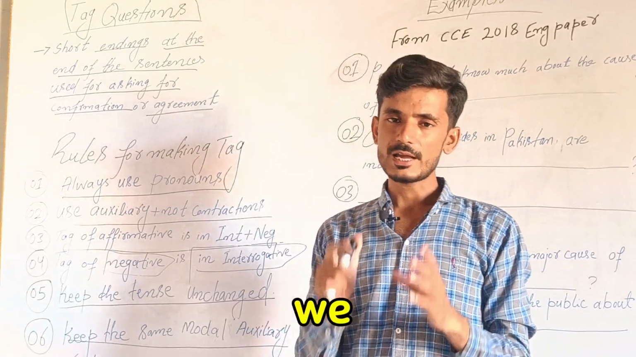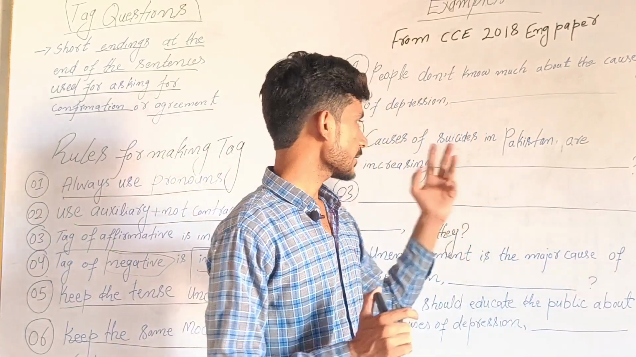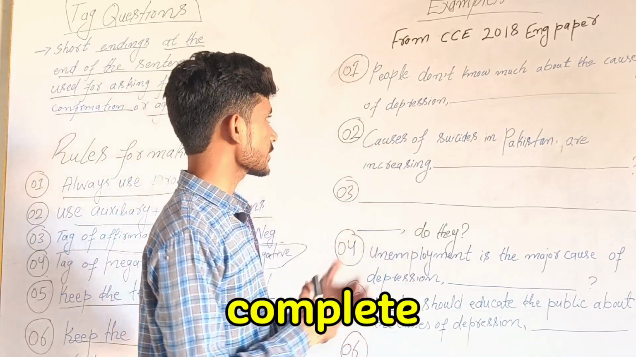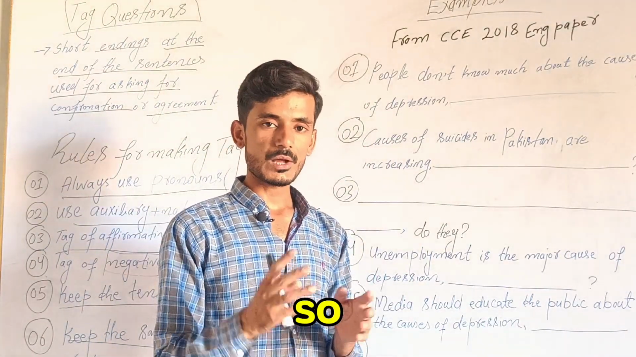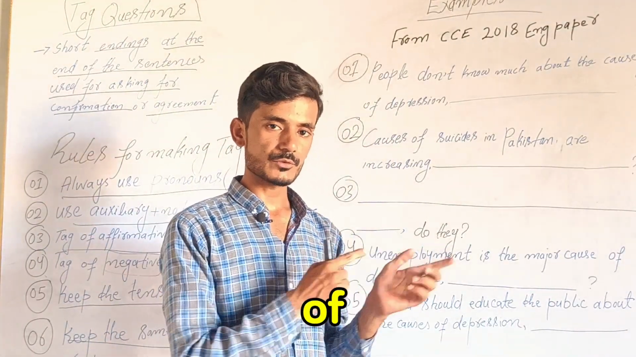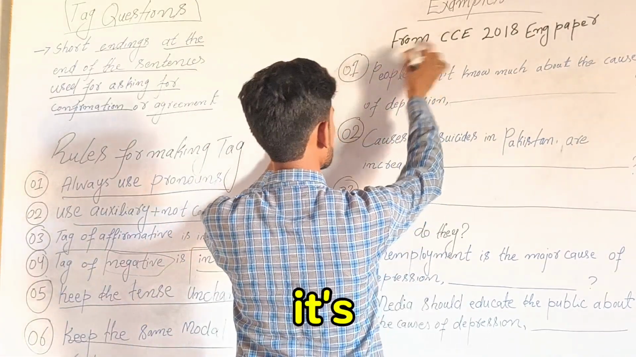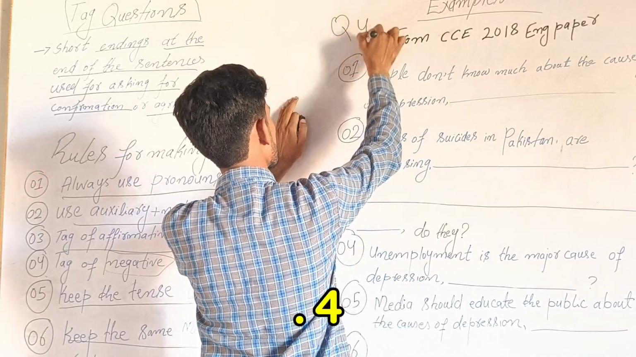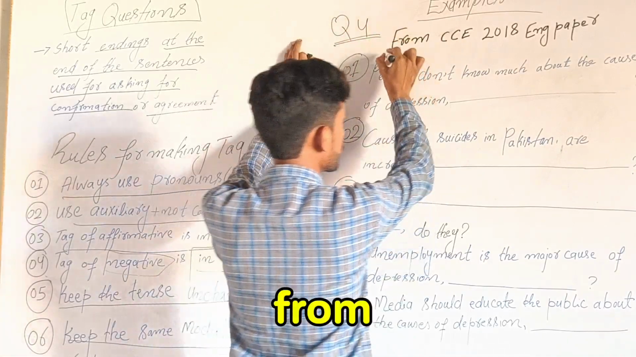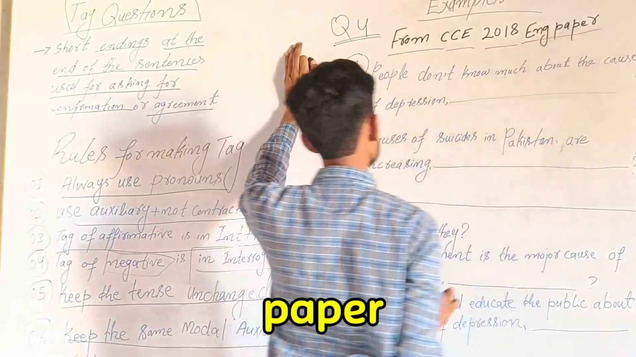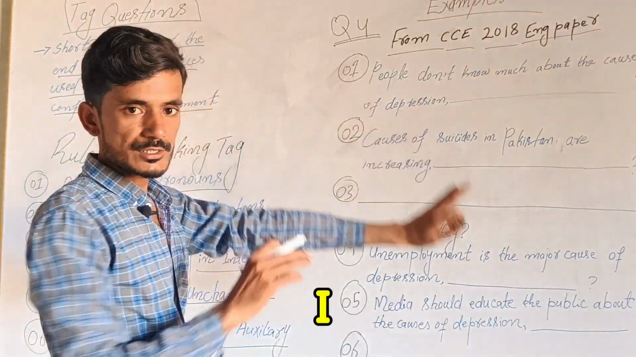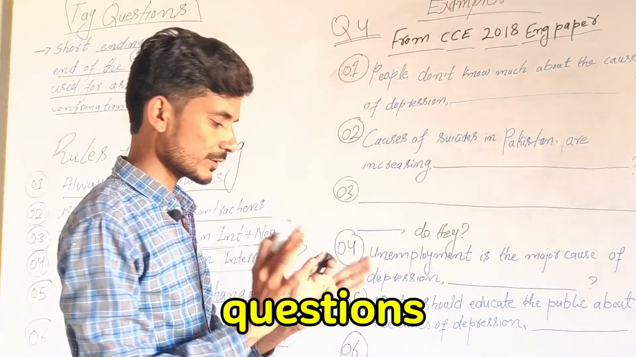Dear students, now we have the sentences here and this is actually a complete question. I have not solved it, so I'm going to solve it in front of you right now. From the CCE examples, this is actually a complete question, it was question number 4 I think, from the CCE English paper. So dear students, now I will teach you how to make the tag questions.